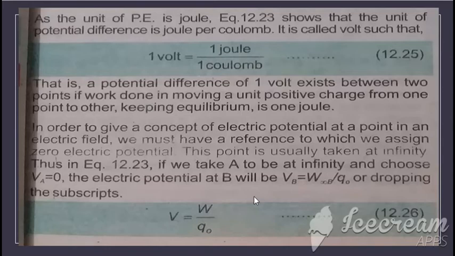We measure the potential difference at that point. So thus in equation 12.23, if we take A to be at infinity and choose VA equal to 0, the potential at plate A equal to 0, then the potential at B will be VB equal to WAB over Q0, because we measure the work done in carrying that charge from A to B, and we have put VA equal to 0. So when that plate is at infinity, this is W infinity B divided by Q naught. If we ignore that subscript, V is equal to W over Q naught.